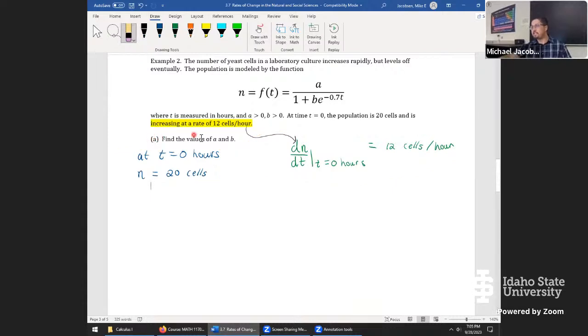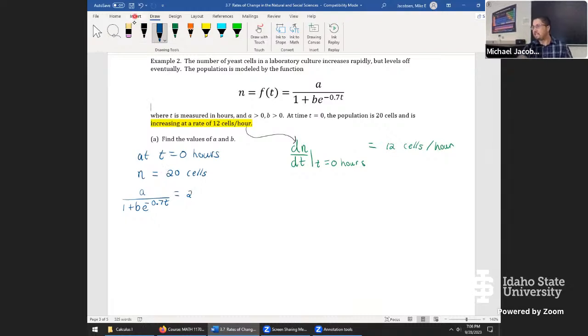Well, if we have two equations, it seems possible to solve for two different values. So let's maybe start with the easy one. The low-hanging fruit is the one where we don't have to take the derivative of anything. In place of n, let's just put in the entire function that we see on the right-hand side. It'll be a divided by 1 plus b e to the power of negative 0.7 t. So that's the left-hand side where n was, and we'll equate it to 20.